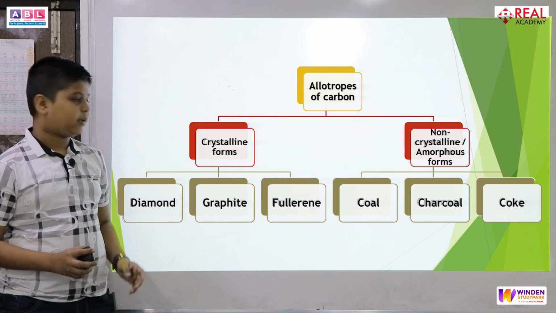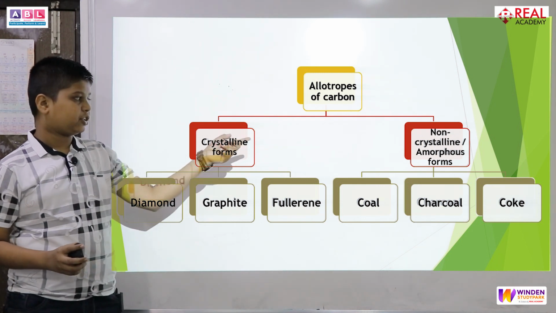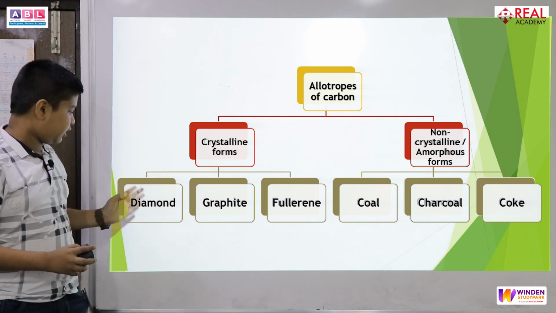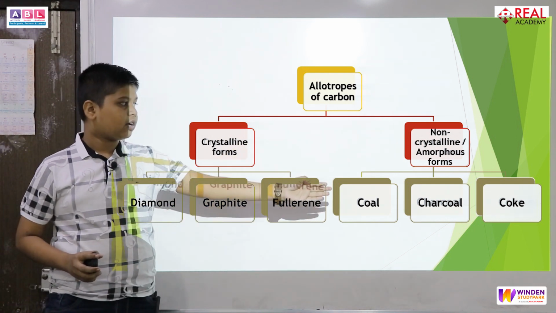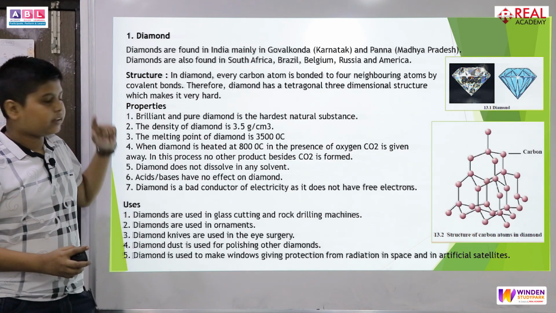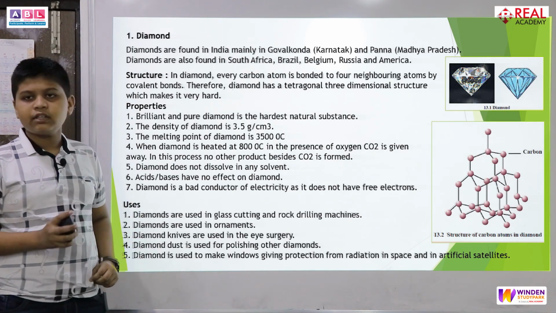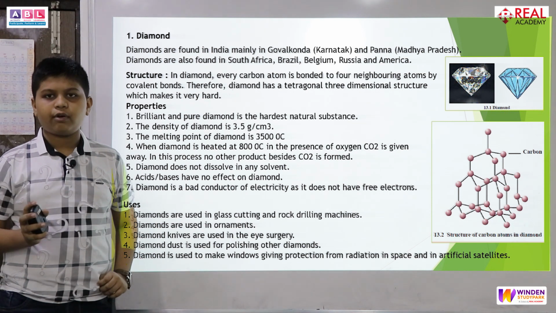As allotropes of carbon are of two forms, crystalline and non-crystalline. In the crystalline form there are three types: diamond, graphite and fullerene. In non-crystalline forms there are coal, charcoal and coke. Diamond is a crystalline form of carbon.